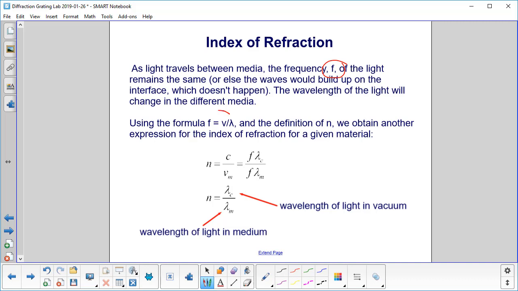Using the formula, frequency is velocity over lambda, and the definition of n, we obtain another expression for the index of refraction. We have n is equal to c over v in the media that we're looking at. We replace c with f times the wavelength of light in a vacuum. Then below that we have frequency times the wavelength of light in the medium. The f's cancel out because the frequency is the same. So another expression for the index of refraction is the wavelength of light in a vacuum divided by the wavelength of light in the medium.